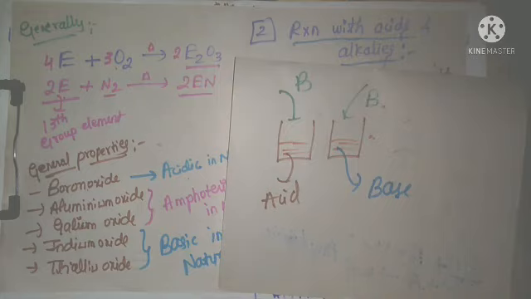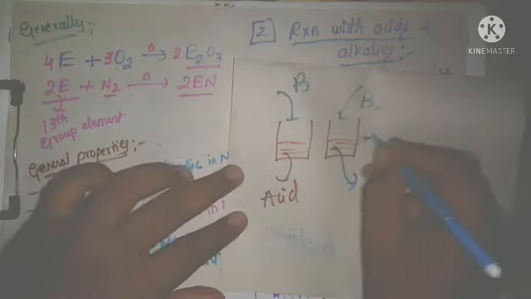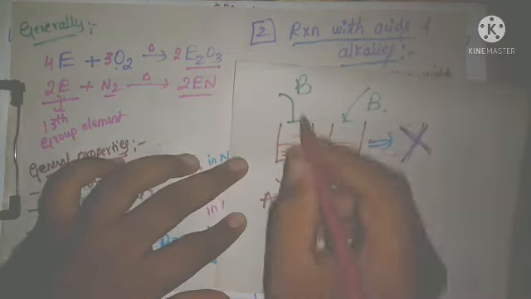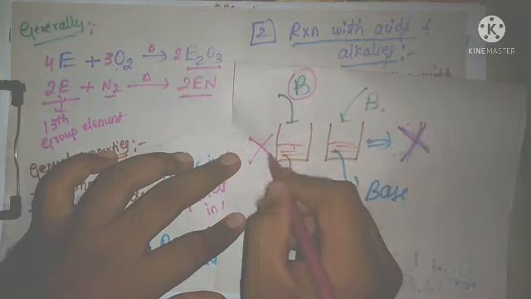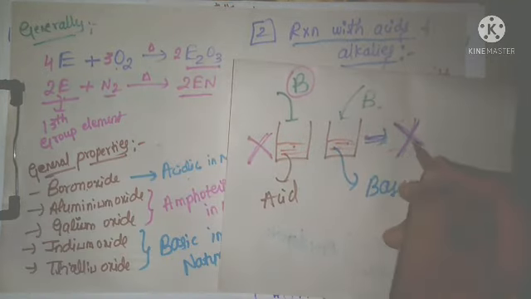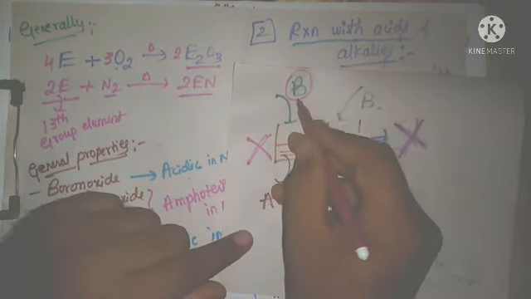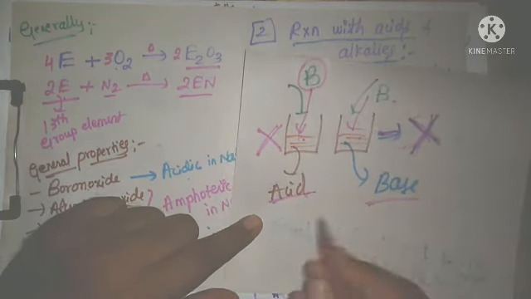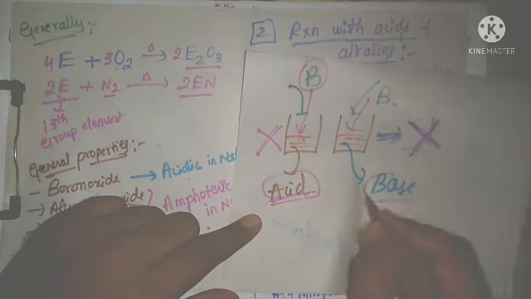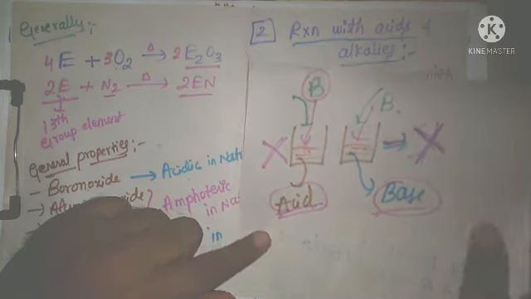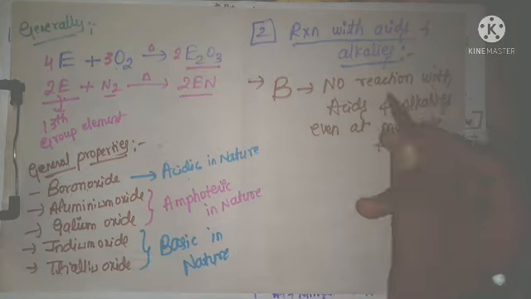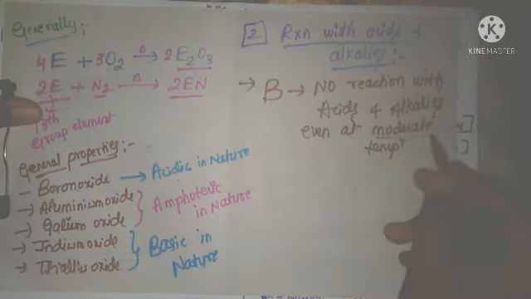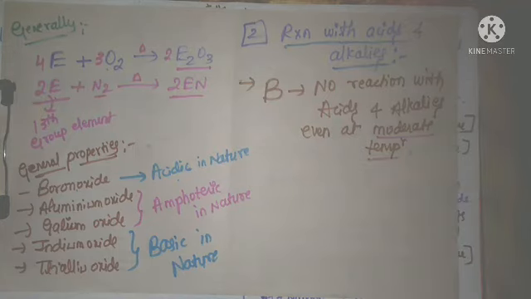If you observe here, there is no reaction at all. Means boron is not reacting with the acid, and here also boron is not reacting with the base. Means with acids also no reaction, with bases also no reaction. That is, boron has no reaction with both acids and alkalis, even if you heat at a small temperature, at a moderate temperature.